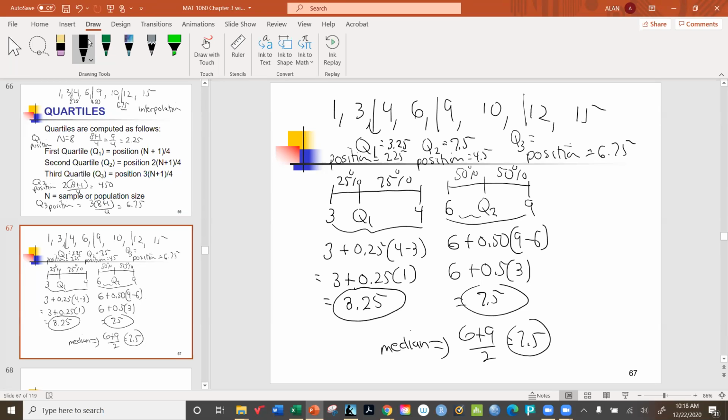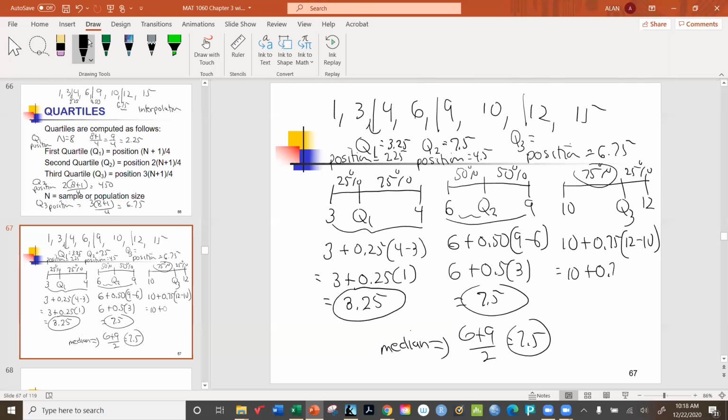Now, in this last case, we're somewhere between 10 and 12, but we're 75% of the way between the two. So how do we find that? We start with the 10. We always start with the lower number, and then this percentage determines what comes next. And then this last value in the parentheses is just the difference between the two endpoints. And that ends up being 11.5.